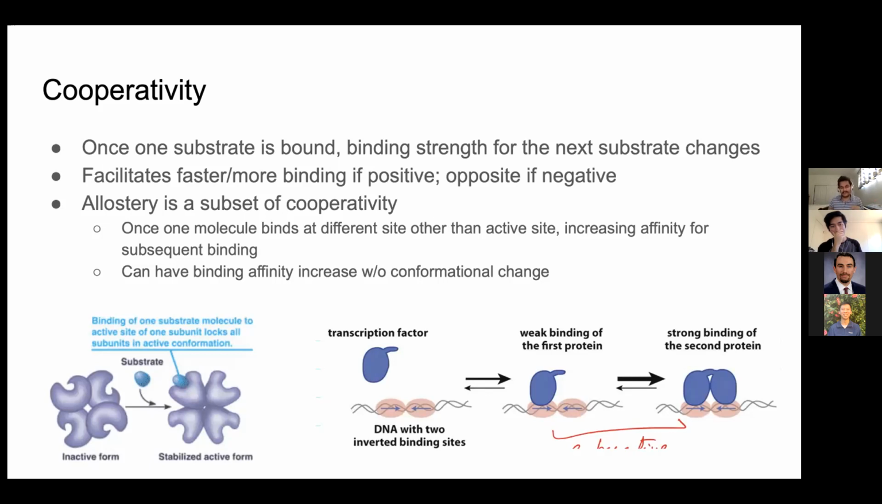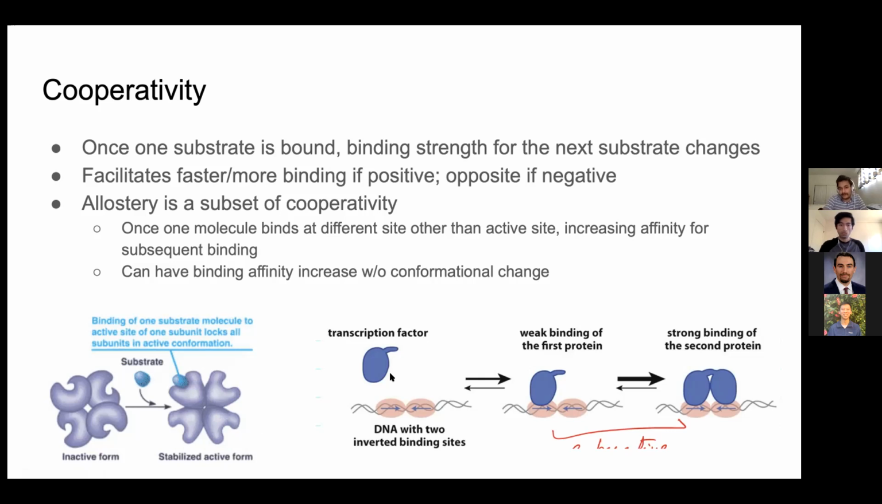And one thing to draw a distinction between is cooperativity and allostery. So allostery is where you have a molecule binding at a different site other than the active site, and that can affect the active site in some way, usually through a conformational change. So you absolutely can have allosteric cooperativity. That's shown in this left example here, where you have one substrate binding to one of the active sites, and that'll stabilize the other active sites, thereby increasing its affinity for substrate.